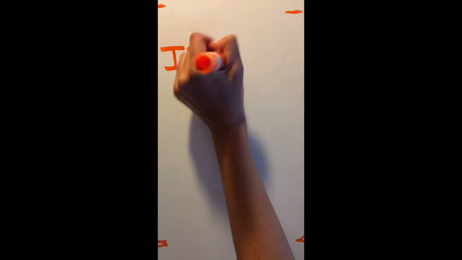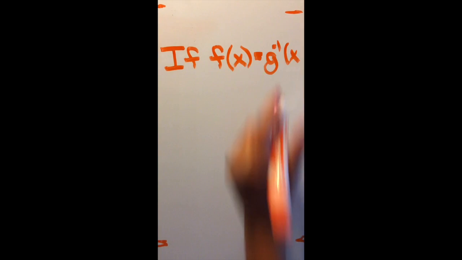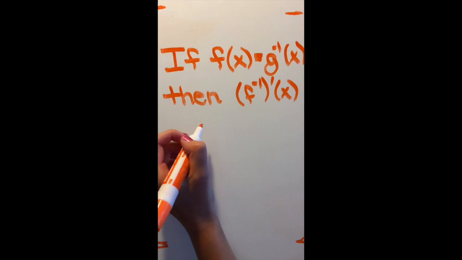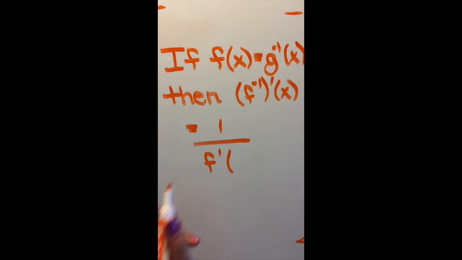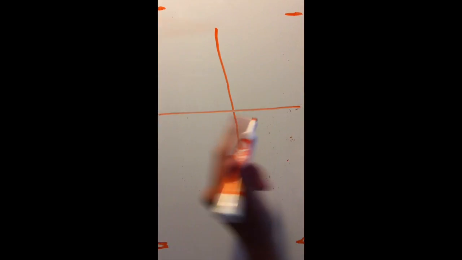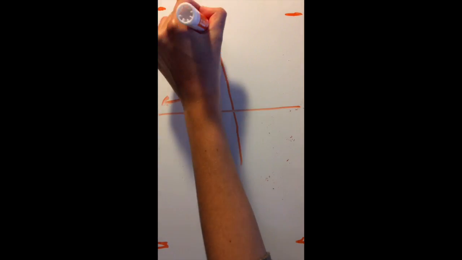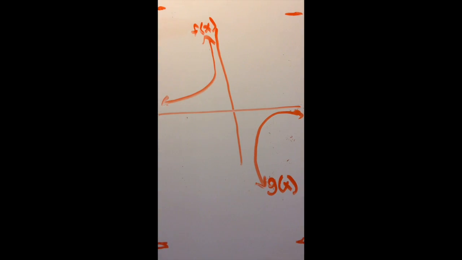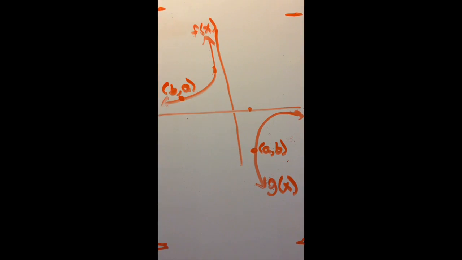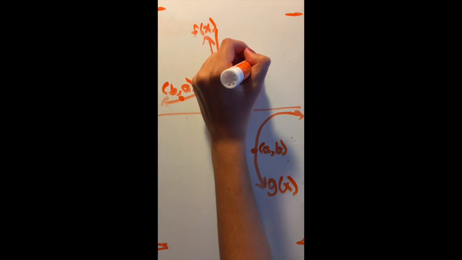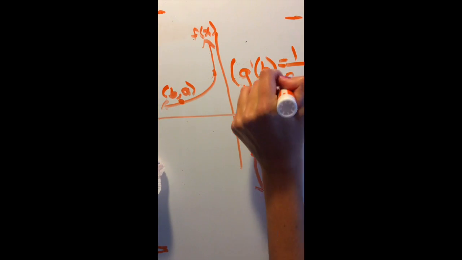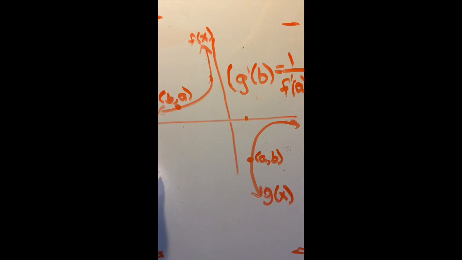We find that for any given function f of x, whose inverse is the function g of x, the derivative of g of x is equal to 1 over the derivative of f of x at g of x. What does this mean? It means that for any function f of x, whose inverse is g of x, and contains the point a, b, the inverse g of x contains the point b, a. Thus, the derivative of f of x at point a is the inverse of the derivative of g of x at point b. So 1 over f prime of b equals g prime of a.